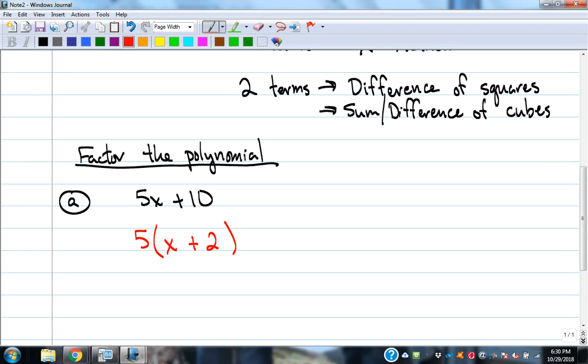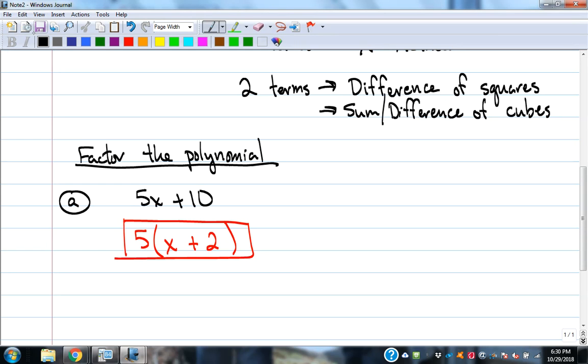For this one, that's all that we could do. X plus 2 doesn't go any further than that. 2 is not a square number. X is not even squared anymore. So that is the factored form for example A. All we could do was a greatest common factor. Sometimes that's all you can do.